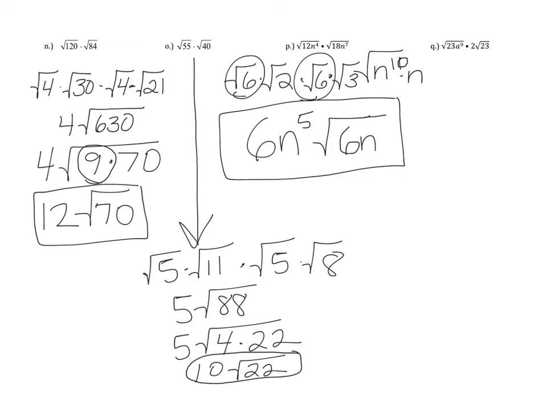You, of course, could fully simplify 12n to the 4th. You could fully simplify 18n to the 7th and then multiply them together. That's another option. All right, go ahead and try the next one. Give it a try. Stop the video.